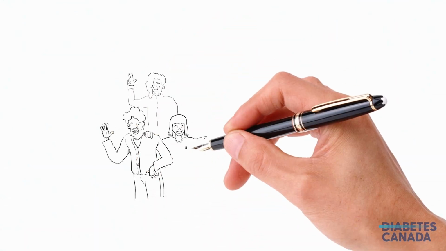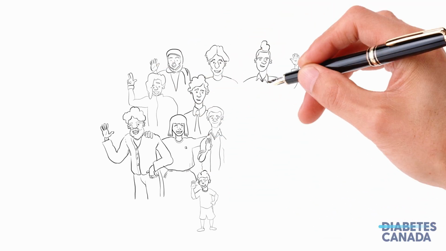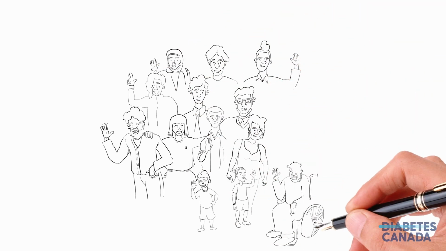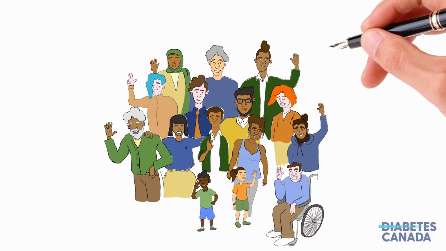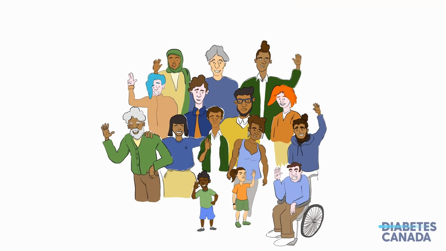Right now, in Canada, millions of people are living with this condition. It affects people of all ages, and while there is currently no cure for diabetes, it can be very well managed, allowing people to live full lives.